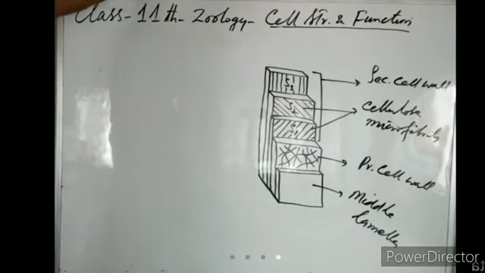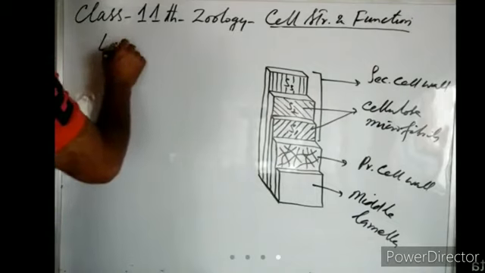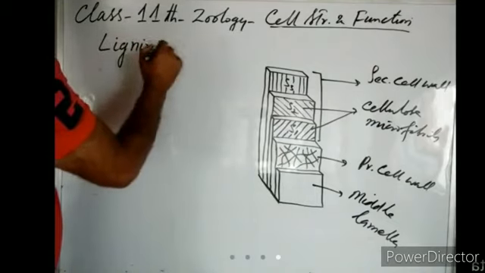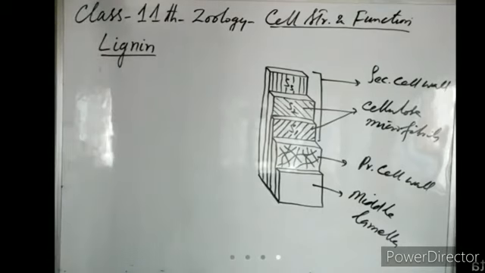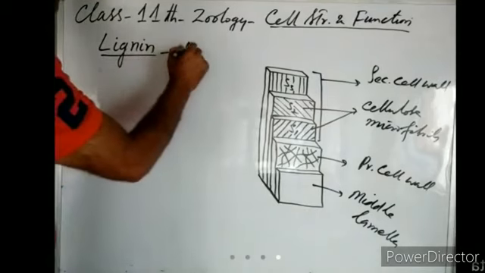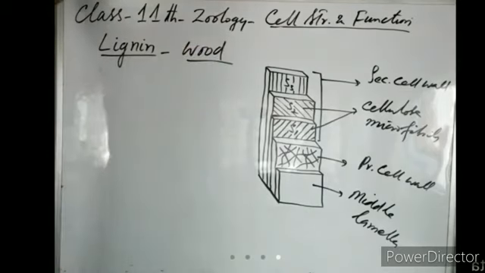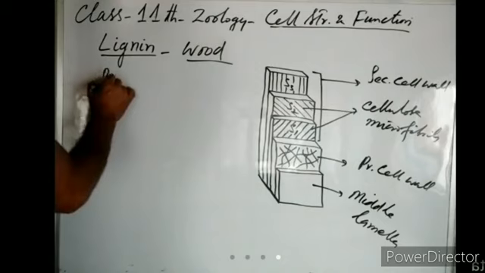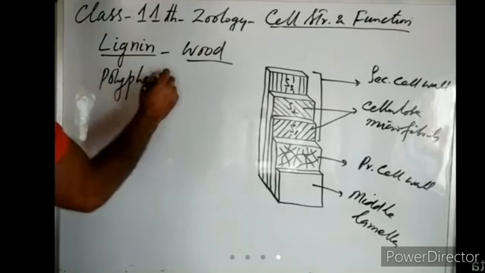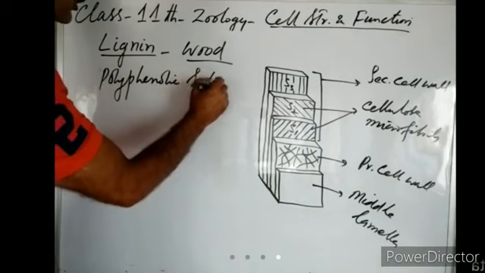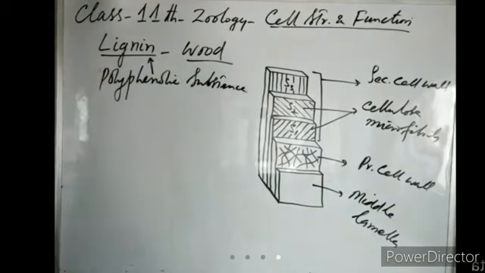Now, in this secondary cell wall, in certain plants, a substance known as lignin may be deposited. If lignin is deposited in the secondary cell wall, then the secondary cell wall forms wood. So, in woody tissues, the secondary cell wall is deposited with a polyphenolic substance. That polyphenolic substance is known as lignin. And this lignin forms wood. And these woody tissues are the strongest tissues. They give mechanical strength to the trees and plants, right?